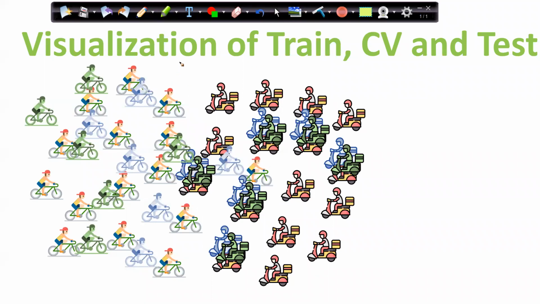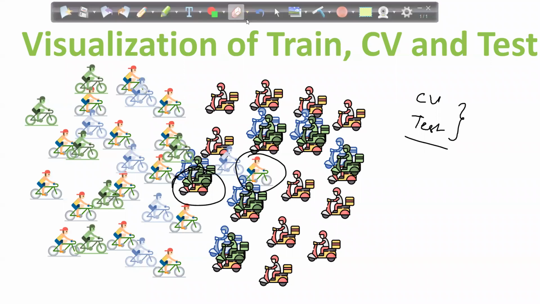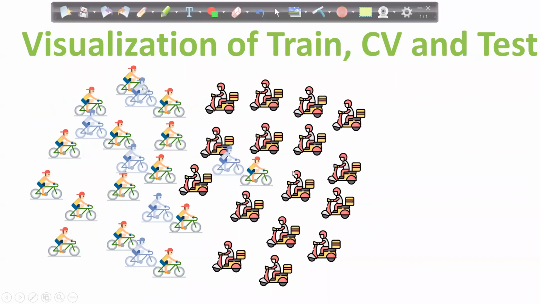An overfitted model will obviously lead to more errors when we apply it on CV or on test, which is possible because these are my outliers in the data set. If I consider these, the colorful bicycles and the bikes, as my outliers, then because of the outliers, I am overfitting the model.